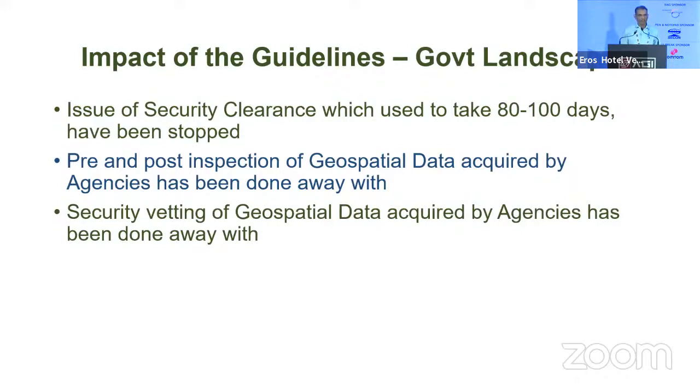Then, security vetting of the data. Once you captured the data from an aerial platform, the raw data used to need clearance before you could carry on further processing. Even pre-processing was not allowed if you had not got the security clearance of the raw data. All those things have now been done away with. So the cycle from data capturing to producing geospatial products, solutions, and services has shrunk in a very big way. Now, whatever we capture, we can immediately process and come out with the products, solutions, and services required for the end users.